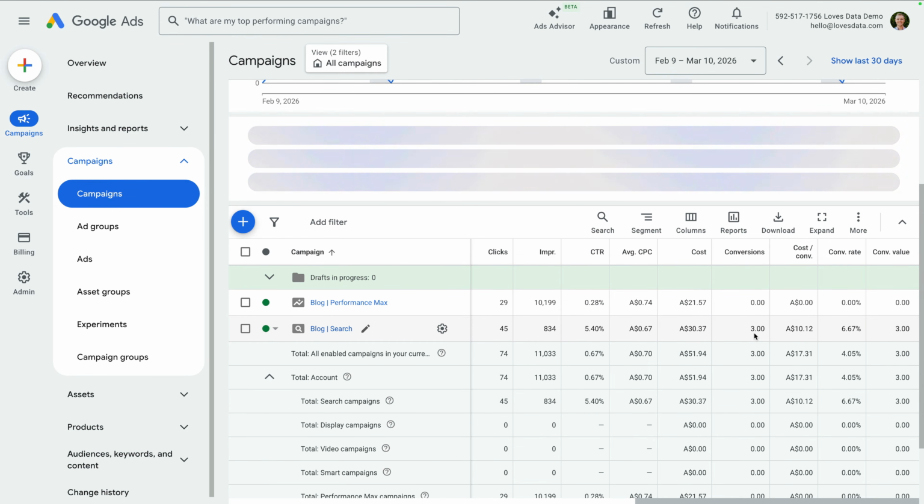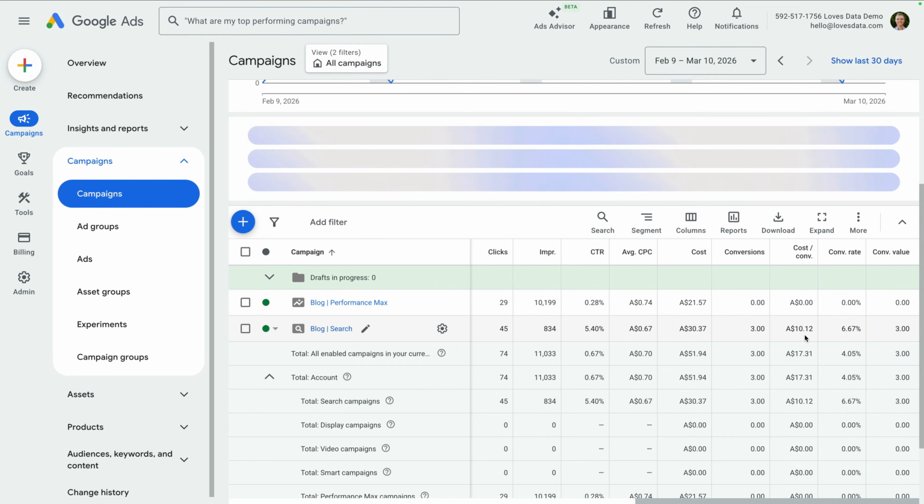The conversions column shows you the number of times people complete a goal after clicking your ad. This could be a purchase, a form submission, or any other conversion you've configured in your account. Next is cost per conversion. This tells you, on average, how much you're spending to generate each conversion. So if you spent $100 and generated 10 conversions, your cost per conversion would be $10. The lower your cost per conversion, the more efficiently your campaign is performing.